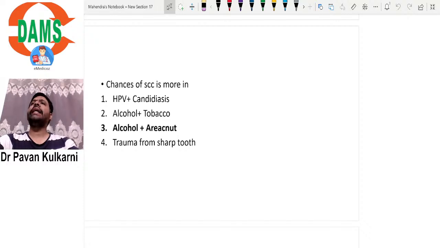And we know that in India, areca nut chewing is the most common etiology for all the pre-malignant and malignant lesions of the oral cavity. So alcohol plus areca nut, primarily areca nut; alcohol is synergistic. So you might ask, why should we not answer alcohol plus tobacco? No, in India, it is areca nut chewing that is more common, and that is why we commonly call oral submucous fibrosis as India's disease.